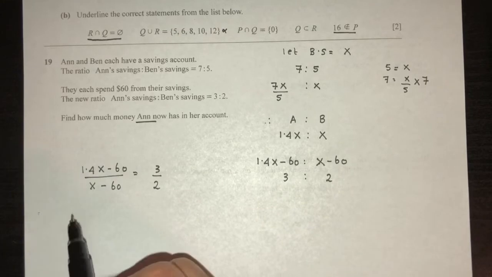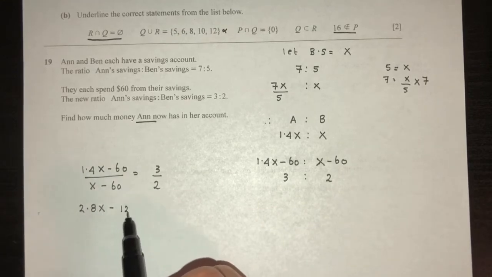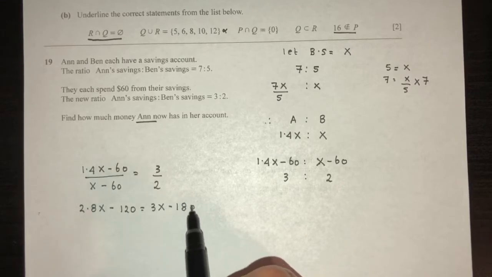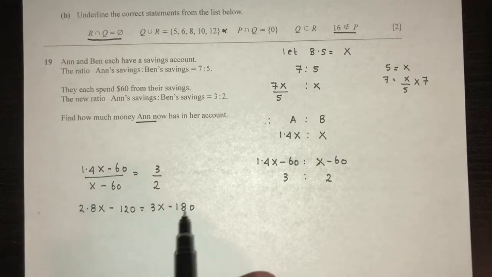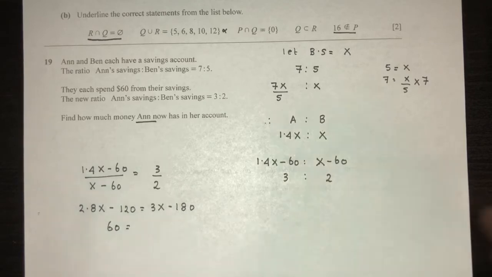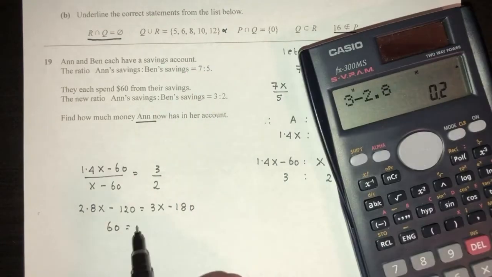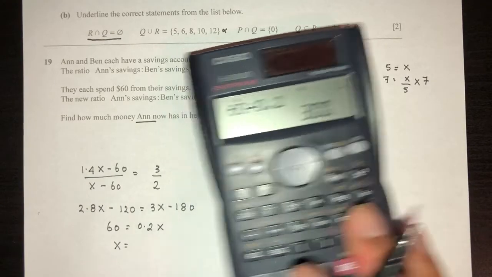So cross multiply, you will have 2.8X minus 120 equal to 3X minus 180. So you will have what? Let's send this over here, and this over here, you will have minus 120 plus 180, that will be 60. And 3 minus 2.8, that will be 0.2. So X will be 60 divided by 0.2, that will be 300.